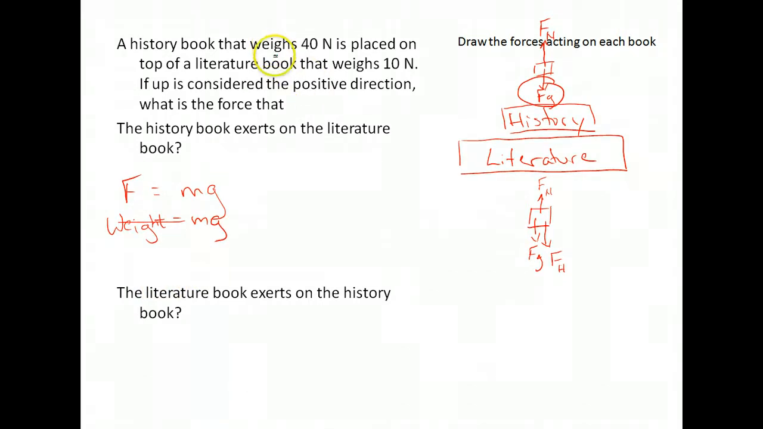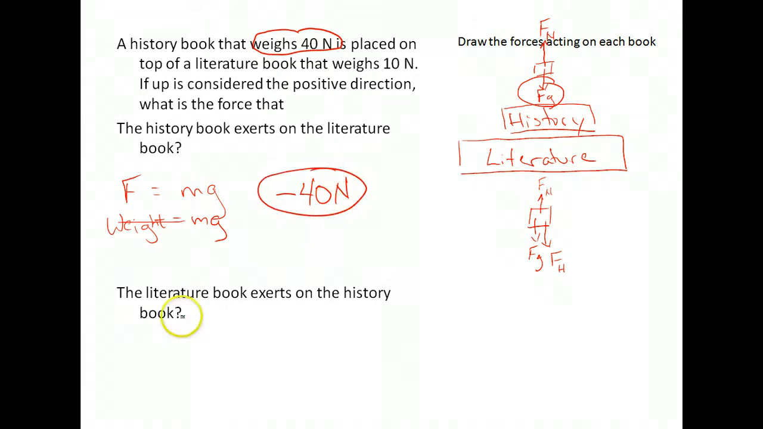Let's take a look at plugging in some numbers to this. Okay, so we know that the history book weighs 40 newtons. So we don't really need to do the calculations. We already know that the weight of the history book is going to be 40 newtons. And since we know that weight is in a downward direction, we would just say that it is pushing down on that literature book with negative 40 newtons of force.